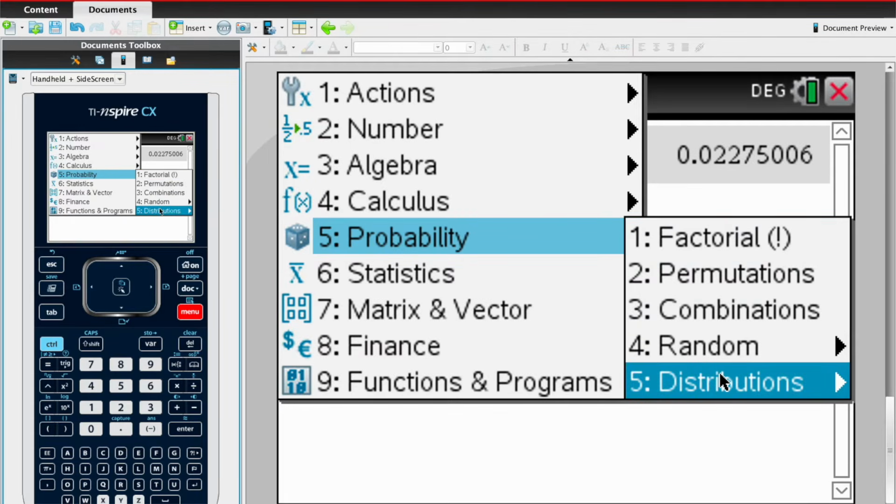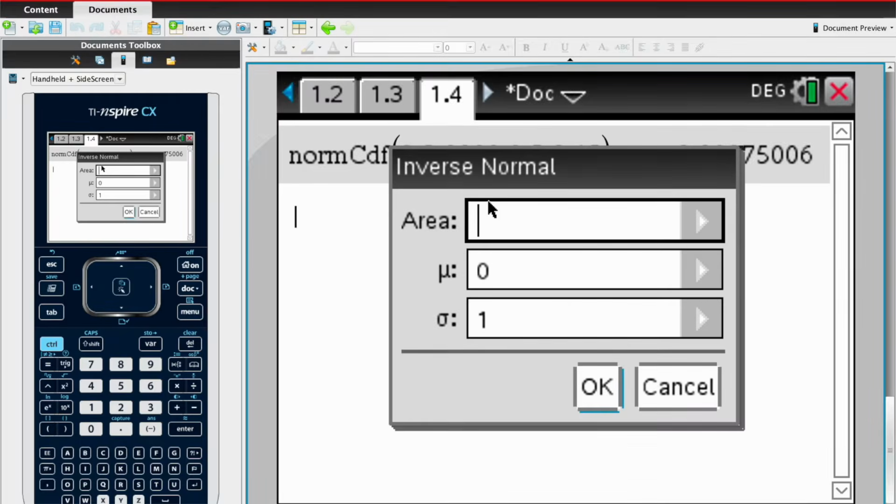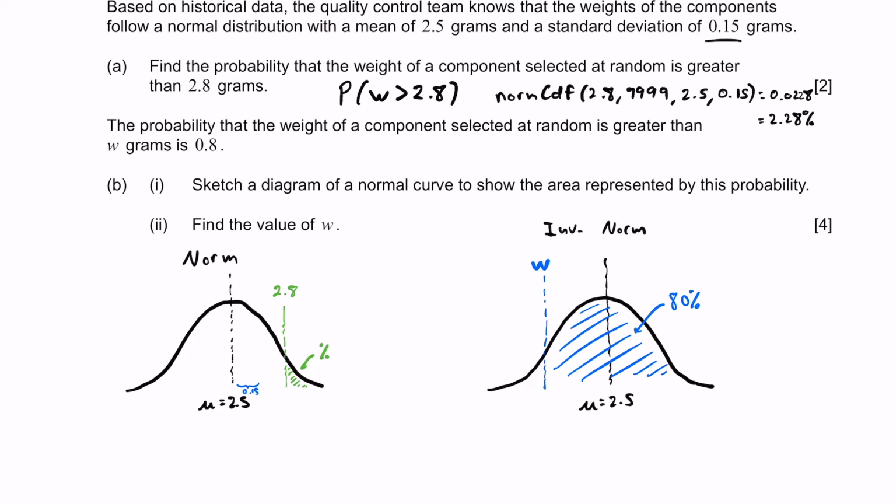Probability, distributions, in this case we want to go inverse normal. So area, let's go back to the document for a sec. The calculator has its conventions, and one of its conventions is it sweeps from left to right. So in terms of calculating the area, we can't just put in 0.8, because the calculator is going to sweep left to right, and it's going to find the point that captures 80% of our data. But we don't actually want that.